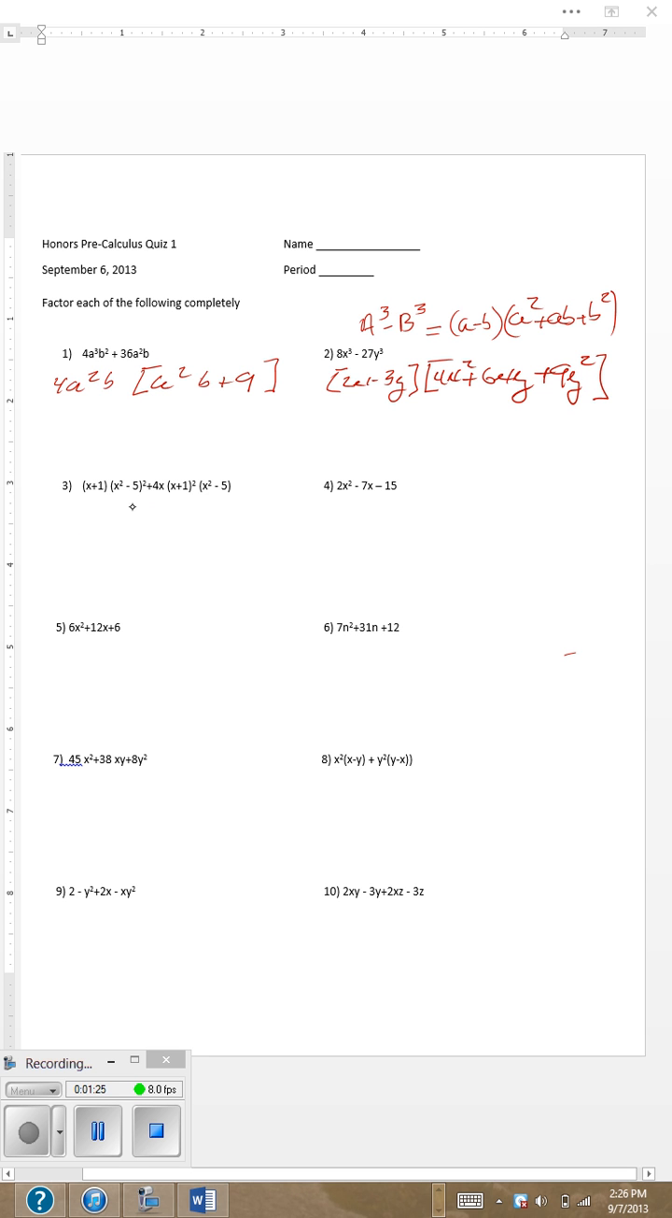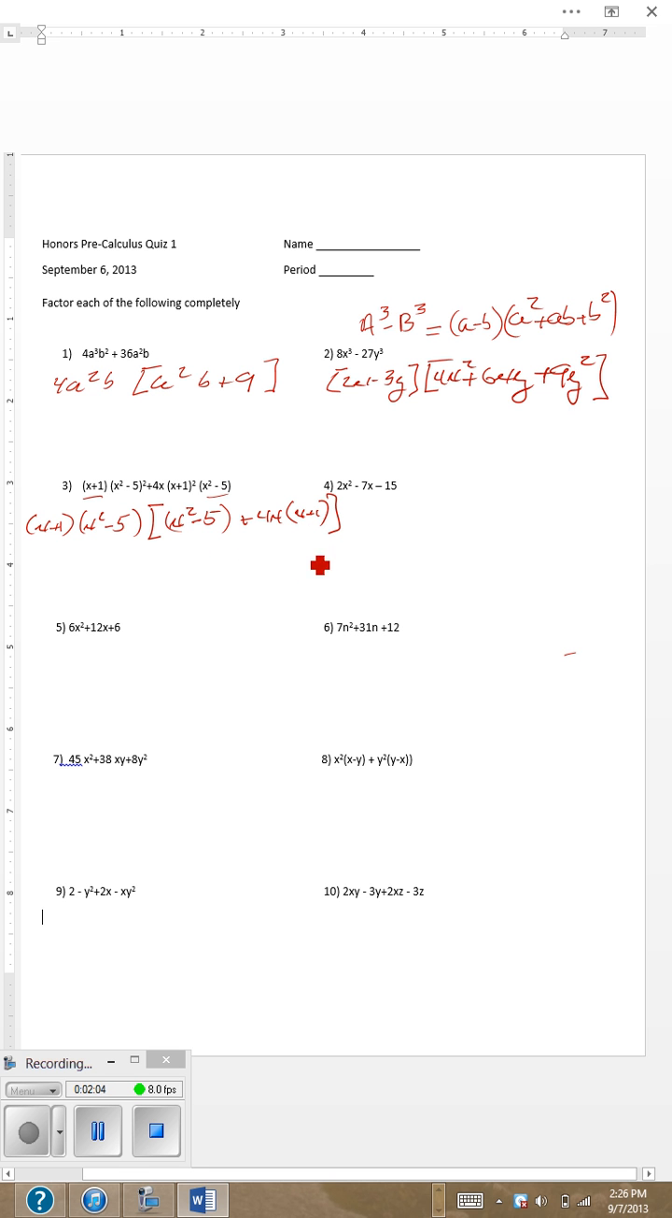Problem number 3. Common factors. Both groups have an x plus 1. Both groups have an x squared minus 5. That is a common factor. x plus 1, x squared minus 5. It is common to get back to that, this must multiply by another x squared minus 5. Bring down the middle sign, plus, you have to account for 4x, and then the group x plus 1.